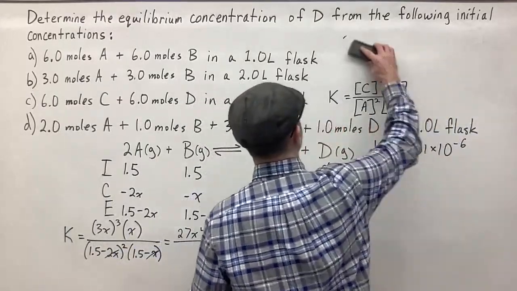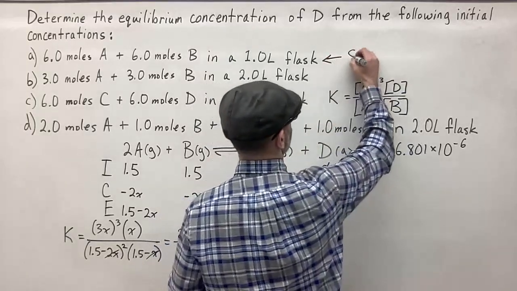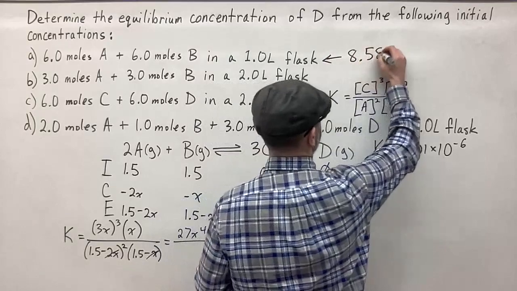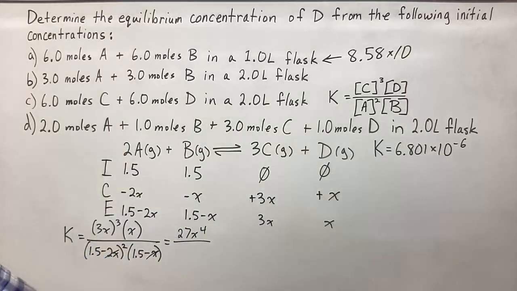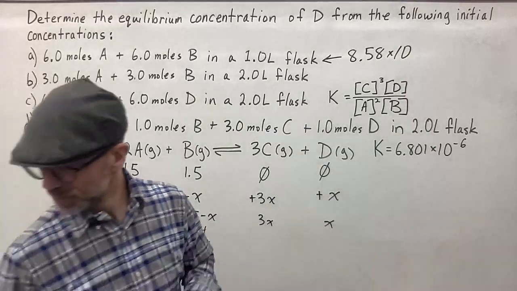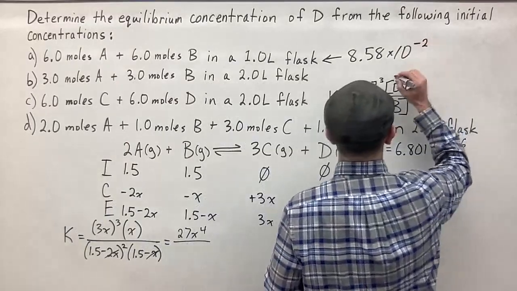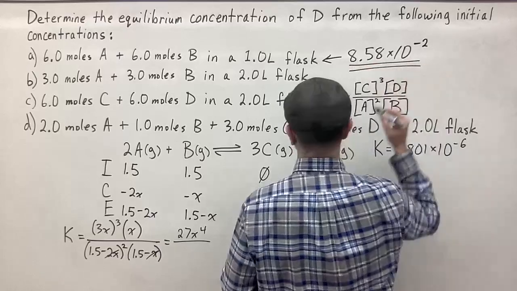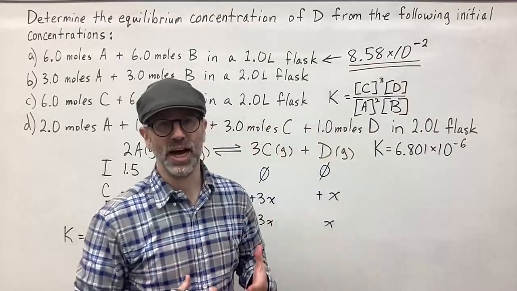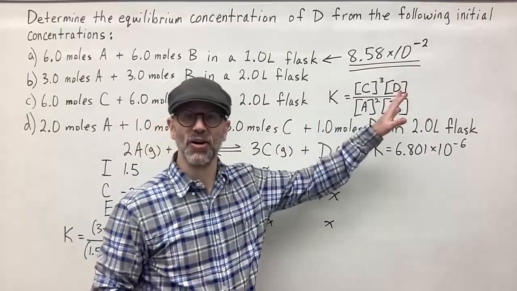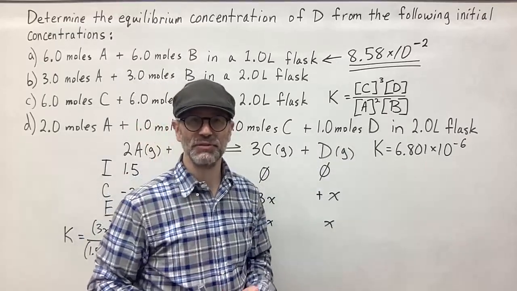So for part A, the answer you should have gotten was 8.58 times 10 to the negative 2. Is that right? 8.58 times 10 to the negative 2. That is correct. So that was the answer you should have gotten for A. That is the answer I got, but I wrote it down wrong from my note sheet. So sorry about that if that confused you.